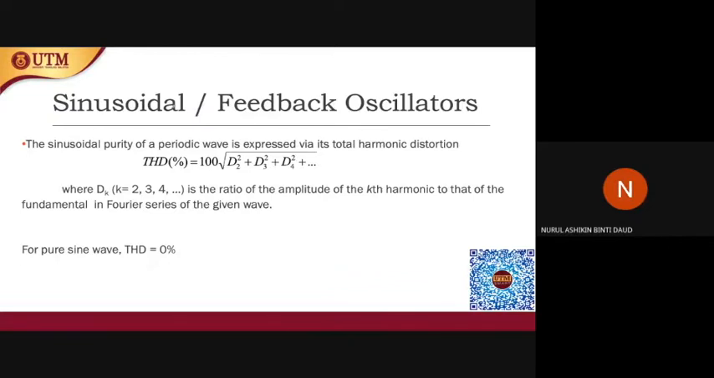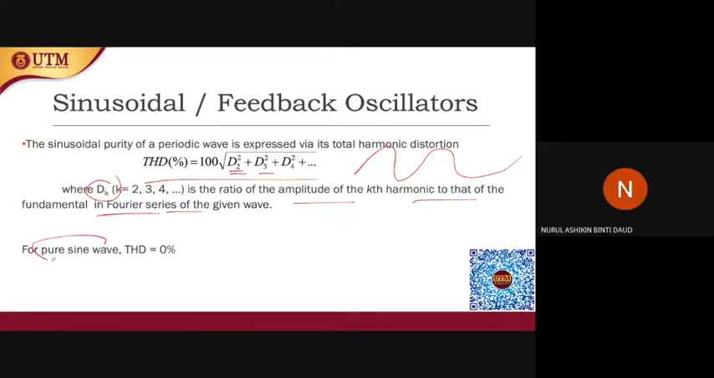Next is the sinusoidal harmonic distortion, the total harmonic distortion. This is just for your information and knowledge. So what does D represent? It represents the ratio of the amplitude of the harmonic to the fundamental in the Fourier series. So this is based on the Fourier series of a given wave.